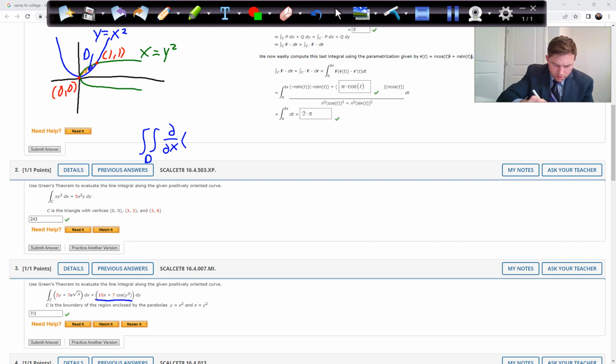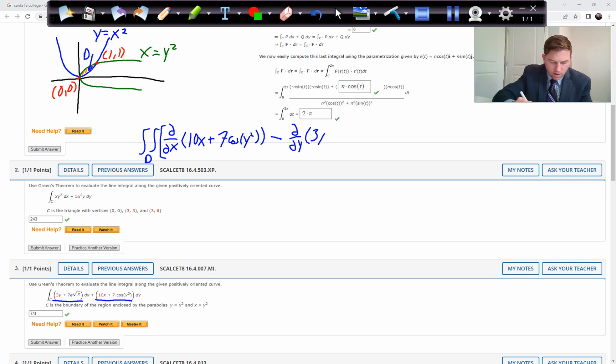So it's going to be 10x plus 7 cosine y squared minus partial with respect to y of the x component, which is 3y plus 7e to the square root of x, and then we have dA.